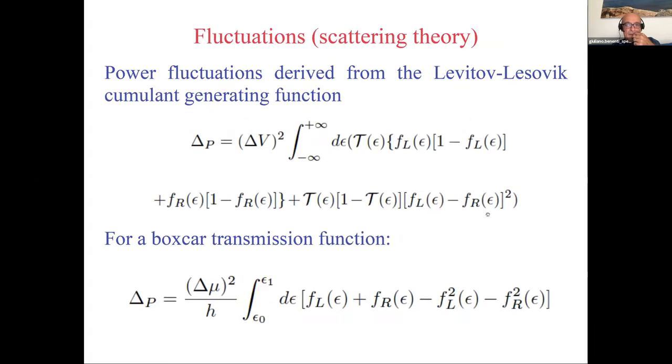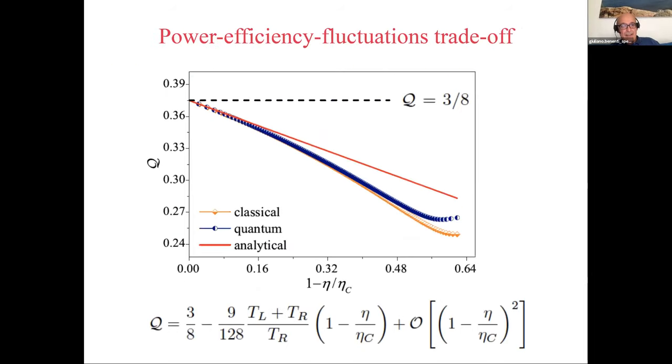And then for this transmission function, you can compute power fluctuations. You can use a Levitov-Lesovik cumulant generating function. And then you get this result.